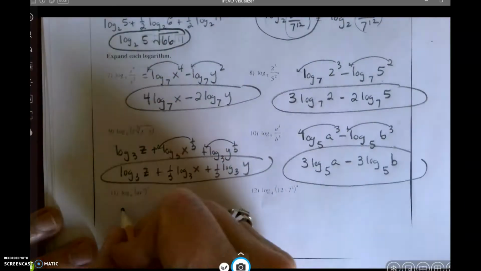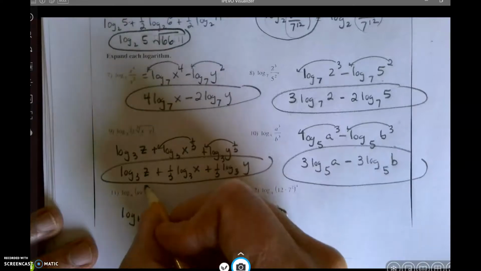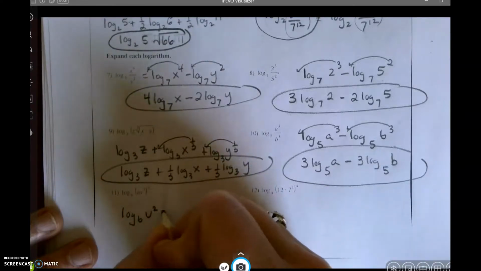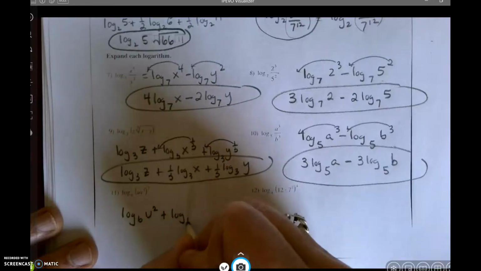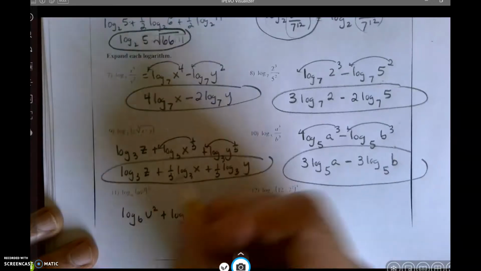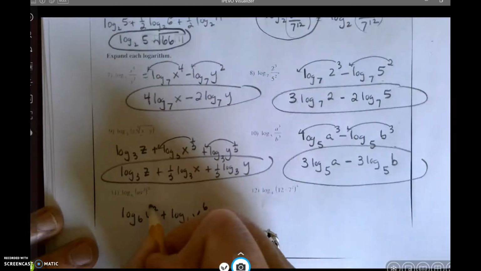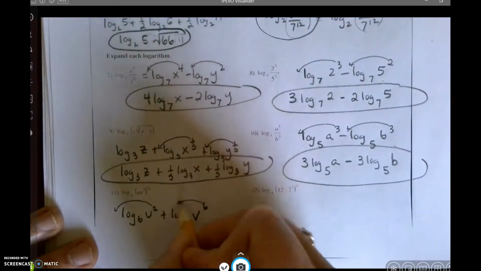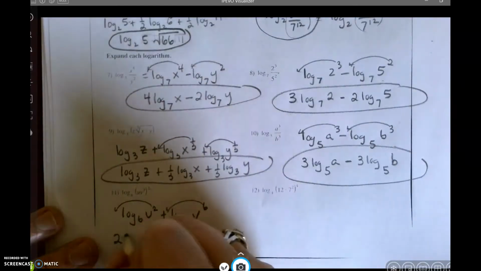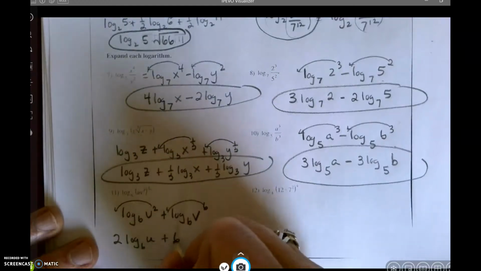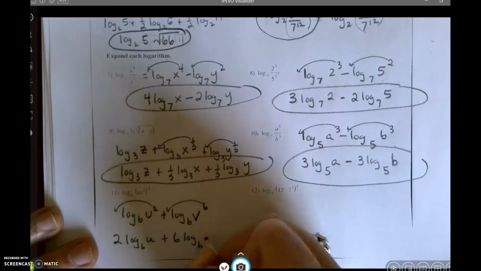So I've got log base 6. I'm going to think of this as u squared plus log base 6 of v. Power to a power we multiply. So 3 times 2 becomes 6. And then I move these exponents to the front, and I get 2 log base 6 of u plus 6 log base 6 of v.